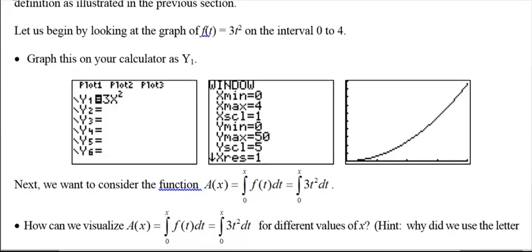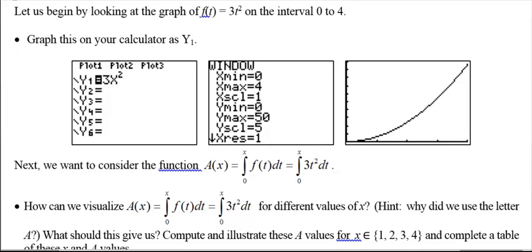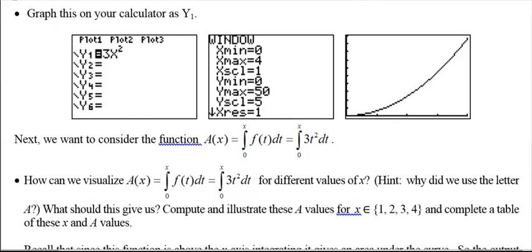A hint of how we can visualize this is the fact that we use the letter A for this. That's a little hint. So why might we have done that? Go ahead and illustrate this integral for these values of x: 1, 2, 3, and 4, and make a table of those x and A values. Go ahead and do that using your calculator now. Press pause.